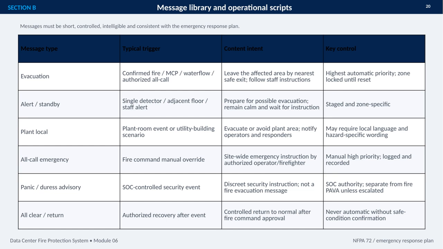Plant local messages address plant rooms or utility buildings, where local language and hazard-specific wording may be necessary. An authorized operator or firefighter can issue a logged, recorded, site-wide all-call emergency message. Security-related panic or duress advisories remain separate from fire evacuation messaging unless escalated. Finally, an all-clear or return message is never automatic. It requires fire command approval and confirmation of safe conditions, in line with NFPA 72 and the Emergency Response Plan.